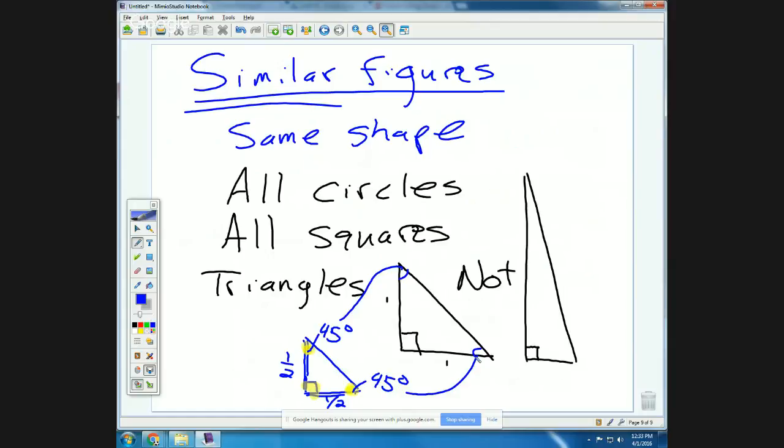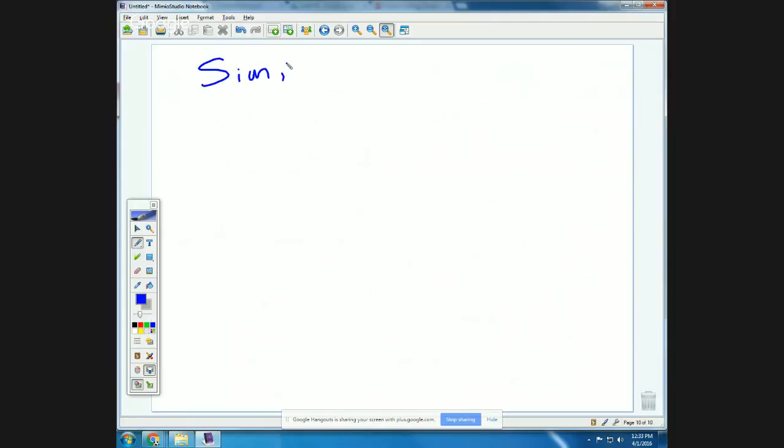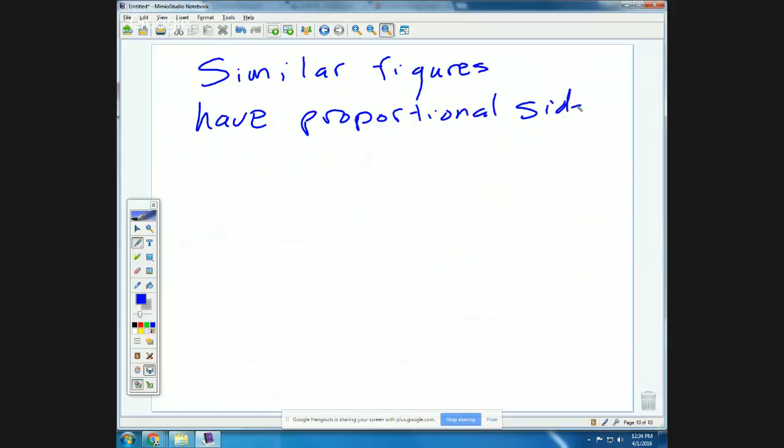And here's the cool thing about figures that are similar. If they're similar, then side lengths are proportional. So I'll demonstrate that maybe with this pair right here. So the moral here is that similar figures have proportional sides. So if I take the first triangle I drew, where that's a right angle, that's 1 unit, that's 1 unit.